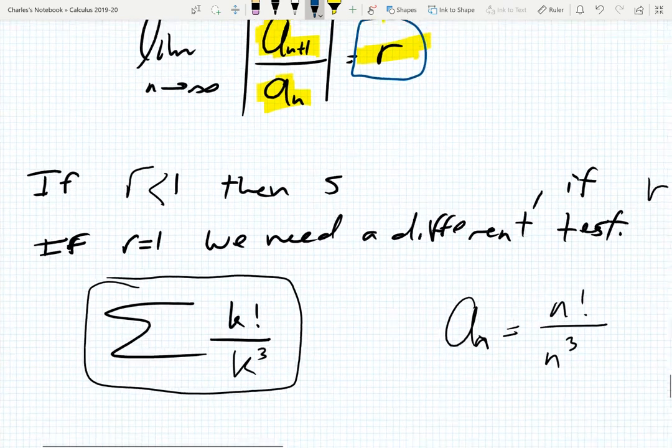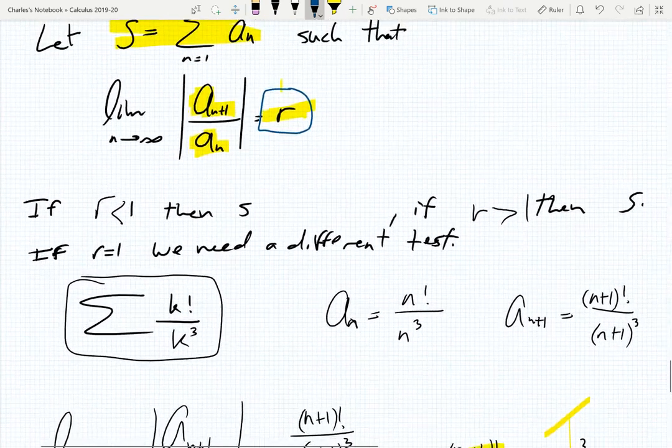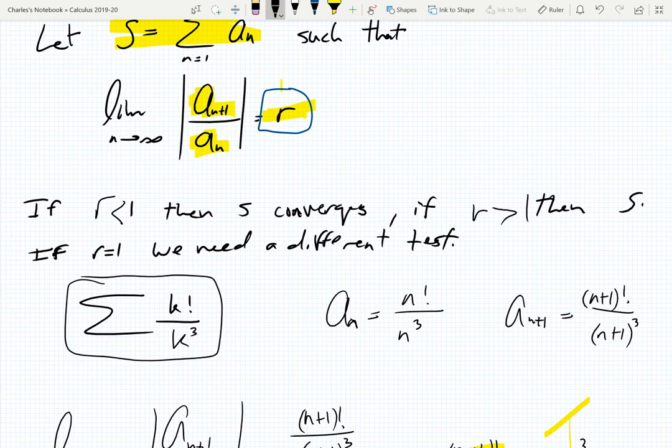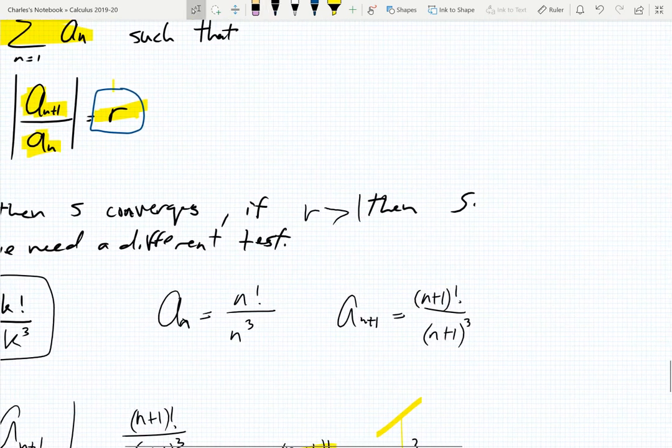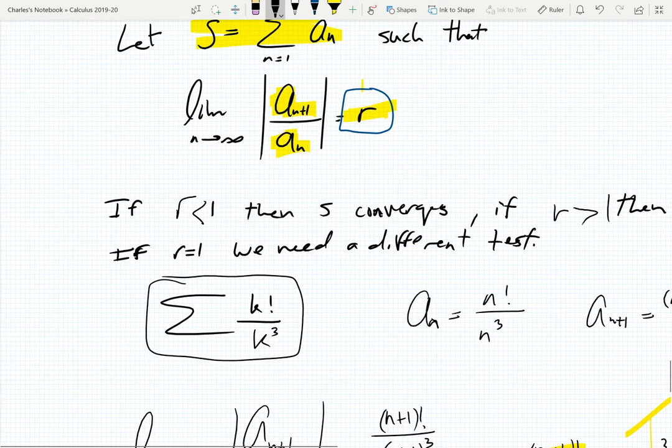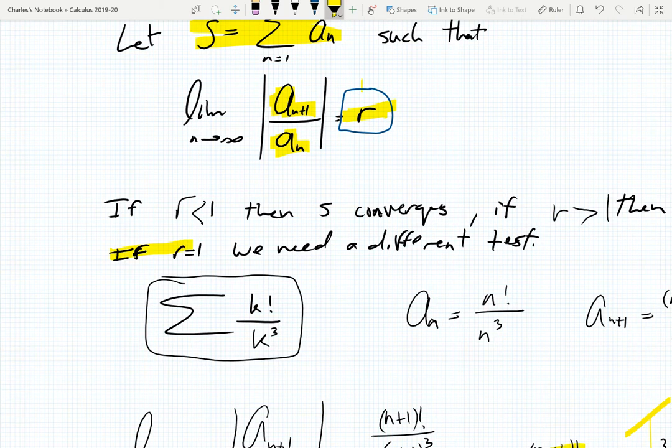And just like with the geometric series, if that r value is less than 1, you may have guessed it, then S converges. If r is greater than 1, then S diverges. Okay? If r is equal to 1, it's inconclusive and we need to use a different test.